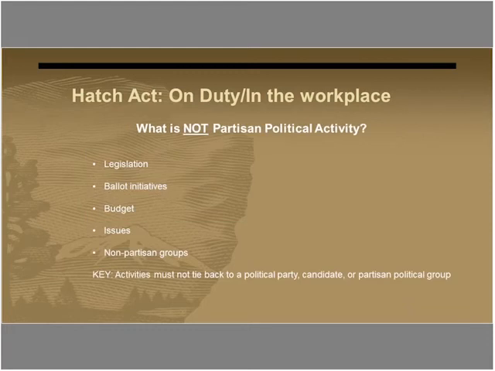What is not considered a partisan political activity? Things like legislation, ideas, ballot initiatives, budget, issues, nonpartisan groups, those groups that are not directly tied or in support of a particular political party. These are not considered political activities. So the key is that the activities must not tie back to a political party, candidate, or partisan political group.